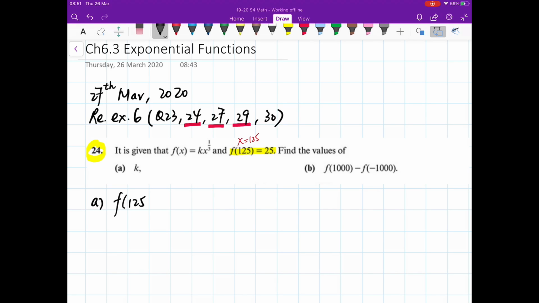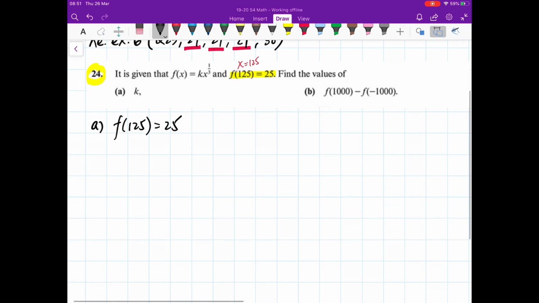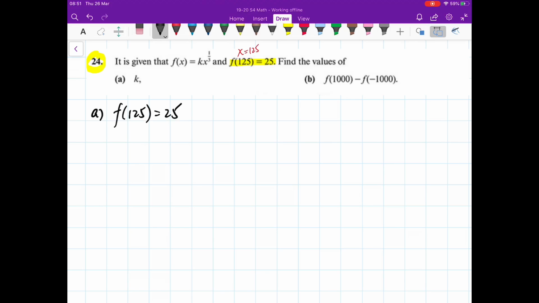We are going to use the information f(125) equals 25. So we are simply using the technique of substitution. For the left hand side, we substitute x equals 125, and for the right hand side, we just keep it as 25. After calculation, we know that 5k equals 25 and k equals 5.